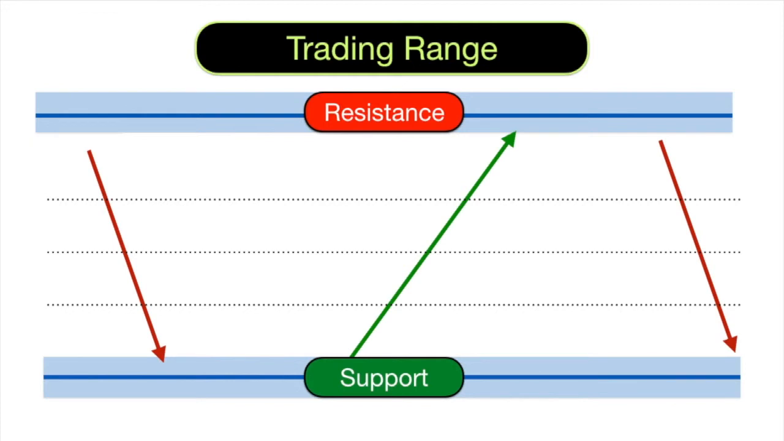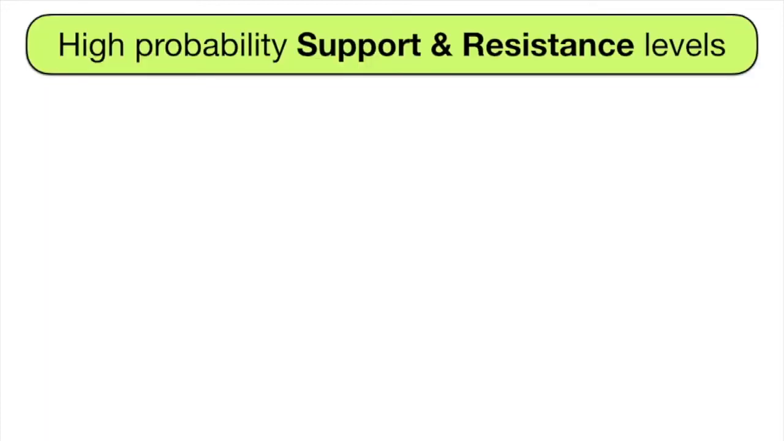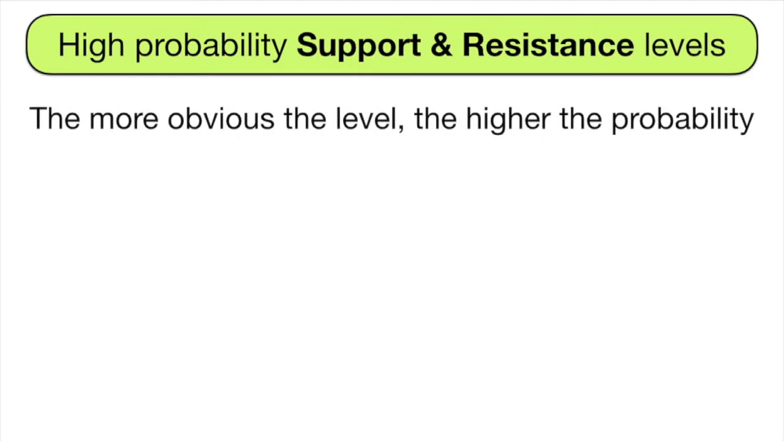So let's go ahead and find out what makes a high probability support and resistance level then. Well, any level that is highly obvious to all traders automatically becomes high probability. Don't forget that just because a level's high probability, it doesn't necessarily mean that the market's going to react in the way that you might expect.